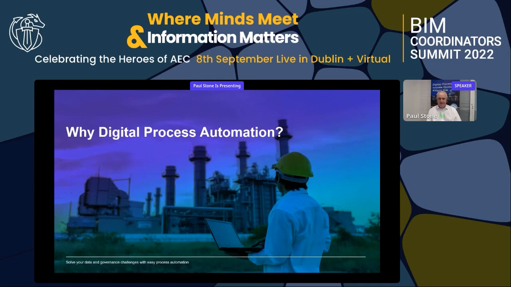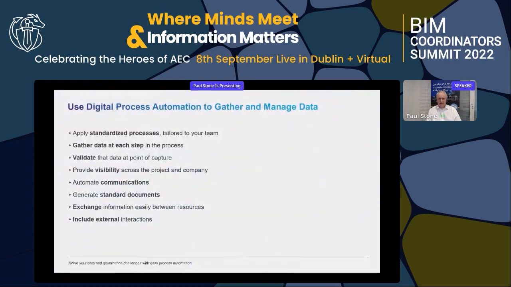A lot of people say, well, I want to know about my data. Why would I digitize processes? Why use digital process automation? I think some of the key things you need to know are, once you use process automation, you're applying standardized processes in your organization or within your project. And these can be tailored to your team with the latest digital tools like FlowForma, so that you're making the most optimum use of your resources and you're automatically becoming compliant with standardized processes.